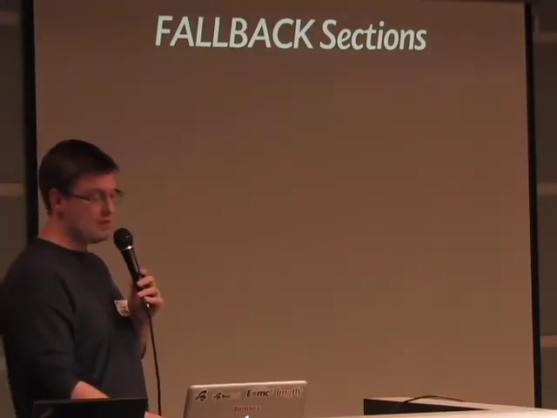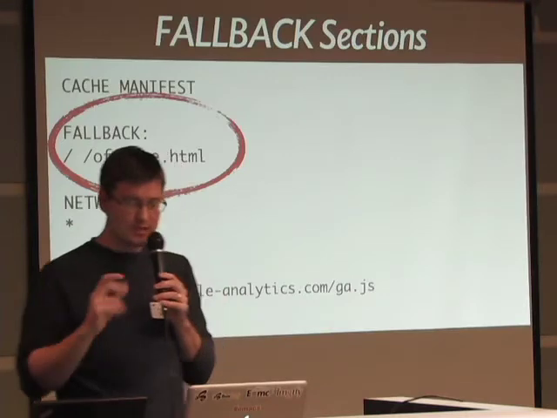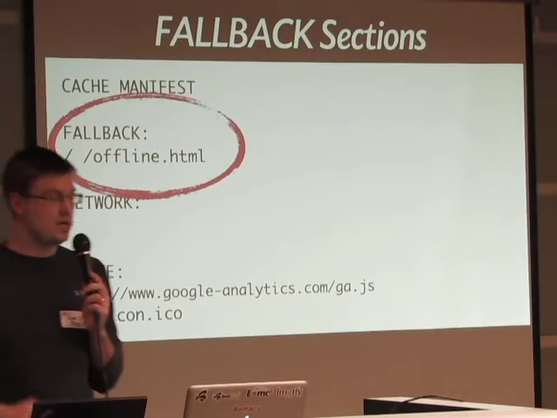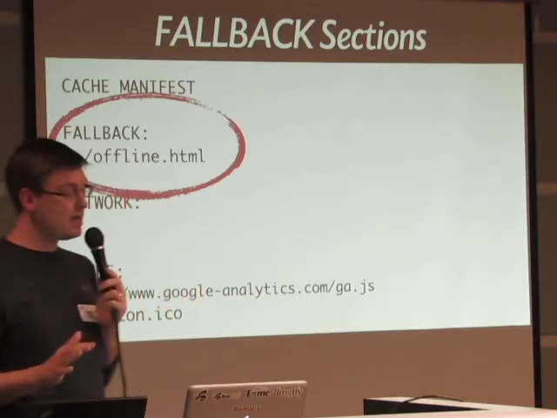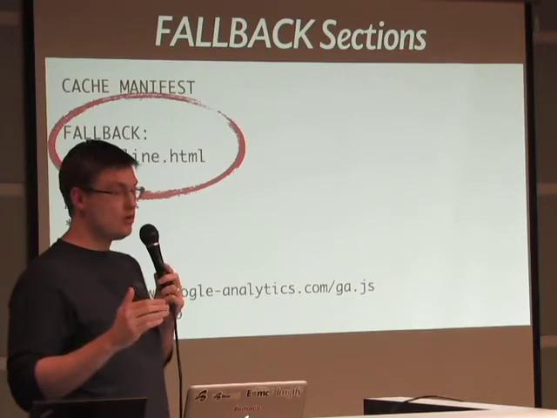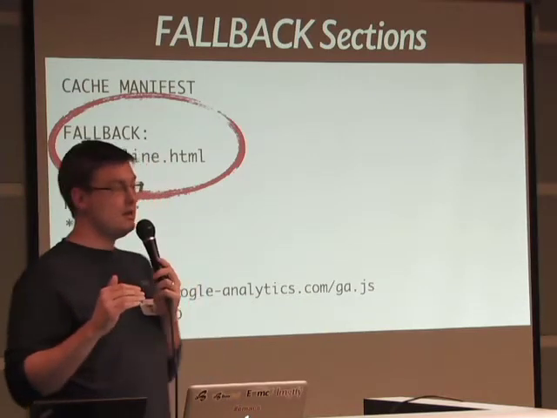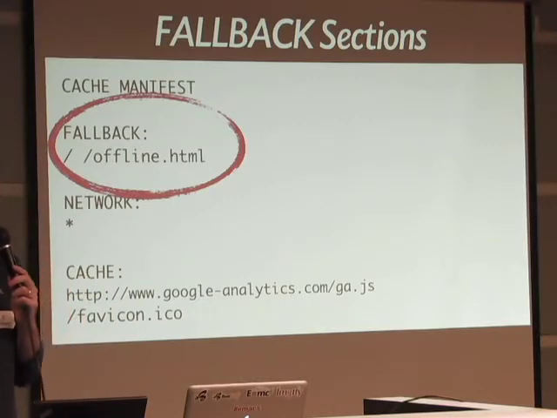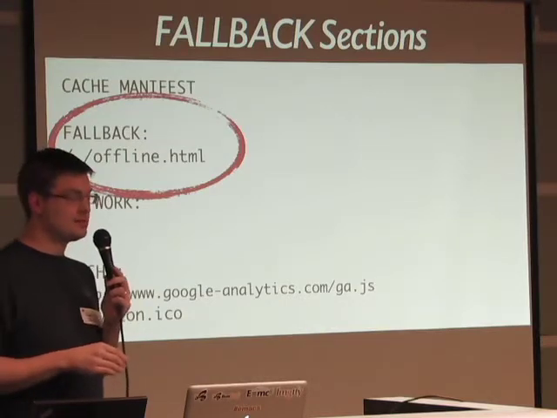There's another section in the manifest. It's called the fallback. This one's confusing. We don't use it in BusyConf. It's not really apropos for us, but what it allows you to do is specify all the resources that you would like to cache if they are accessed while you're online. So that's a little confusing.